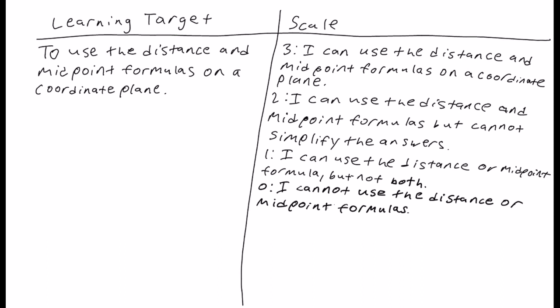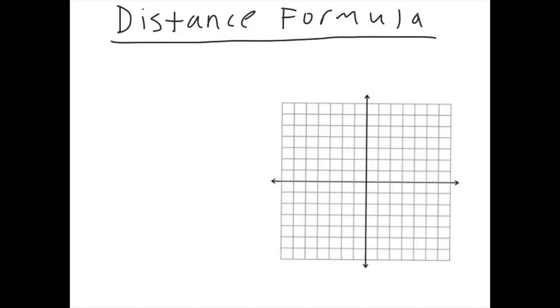1, you can use the distance or midpoint formula, but not both of them. You can use one or the other. It'll probably be the midpoint that you can use, but sometimes it's the other way around. And 0, you cannot use the distance or midpoint formulas at all whatsoever. Let's get started. First, we're going to talk about the distance formula.